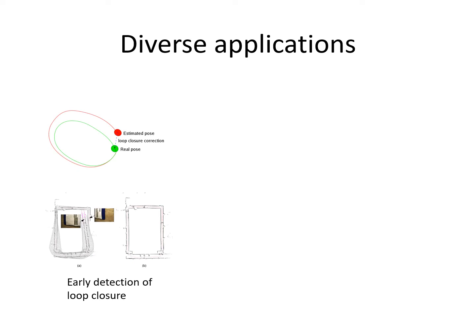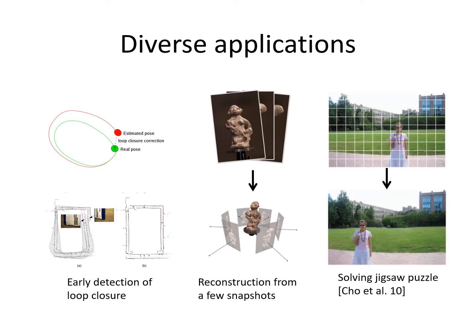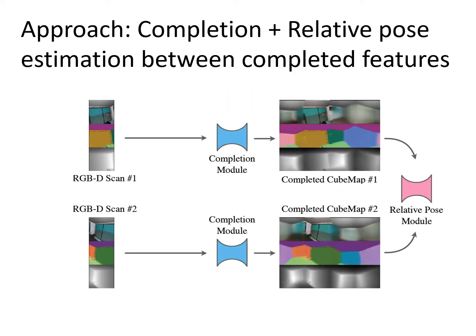This small overlap and non-overlap setting, however, enjoys many practical applications, such as early detection of loop closure, reconstruction from a few snapshots, and solving jigsaw puzzles. This slide shows the key idea of our approach for matching non-overlapping or small overlapping RGBD scans. We call it extreme relative pose estimation.